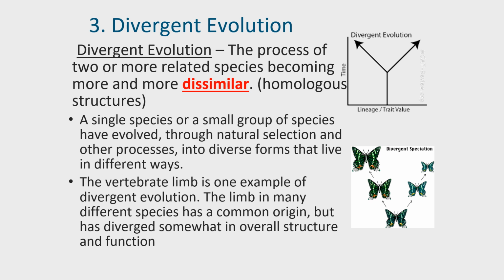Divergent evolution is the process of two or more related species becoming more and more dissimilar. So this again is homologous structures. Same structure, different function. So a single species or a small group of species have evolved through natural selection and other processes into diverse forms that live in different ways. The vertebrate limb is one example of divergent evolution. The limb in many different species has a common origin, but has diverged somewhat in overall structure and function.